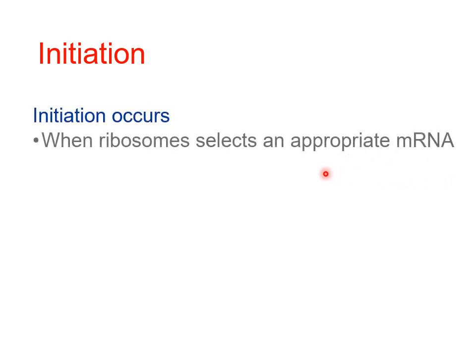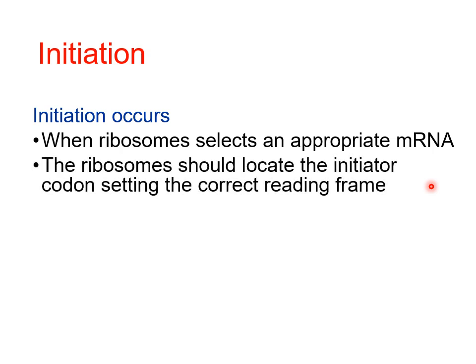Coming to the first step of protein biosynthesis, that is the initiation. Initiation occurs when the ribosome selects an appropriate mRNA and the mRNA binds to the ribosome along with the tRNA molecule. The ribosome should locate the initiator codon, that is the AUG, so as to set the correct reading frame. When this happens, the initiation process is complete.